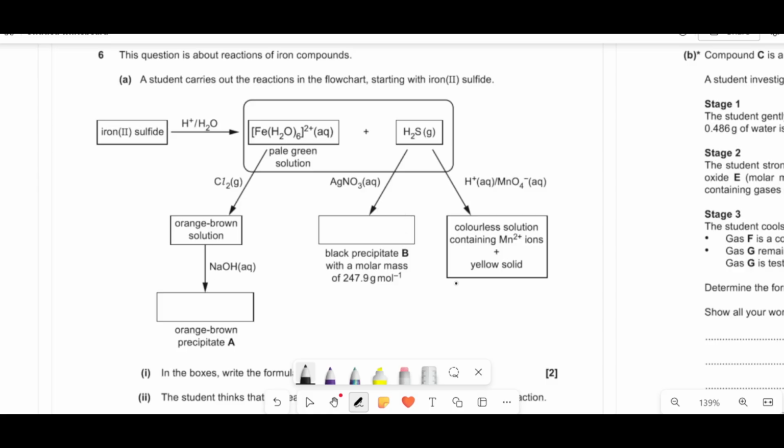So this question's about the reactions of iron compounds. A student carries out reactions in this flowchart starting with iron 2 sulfide.